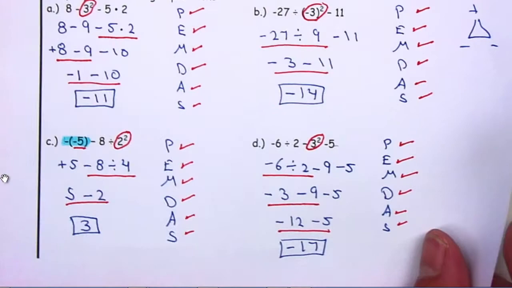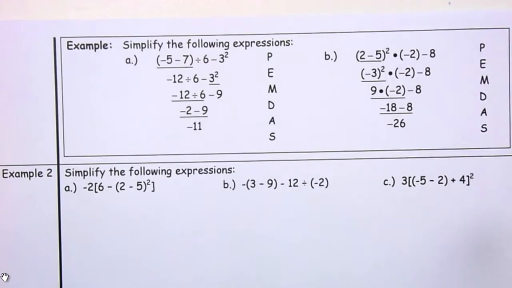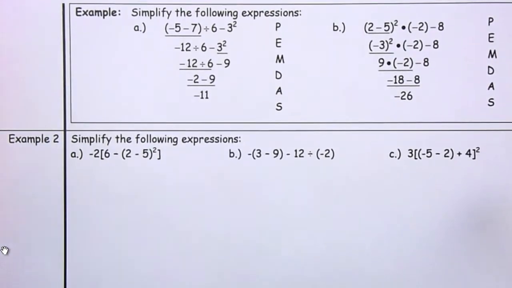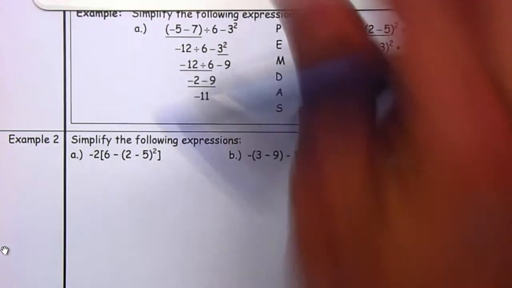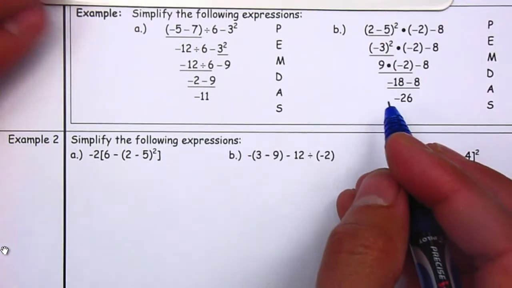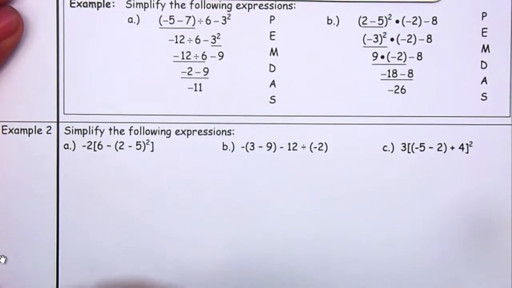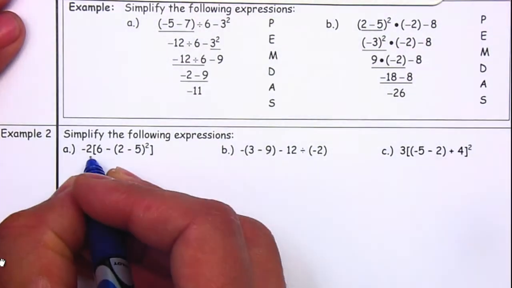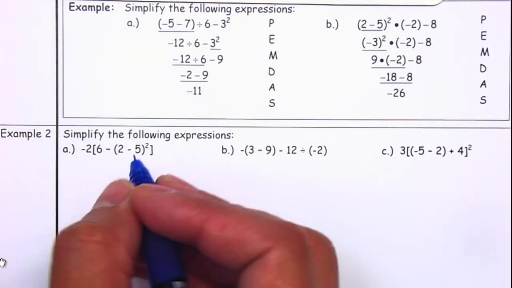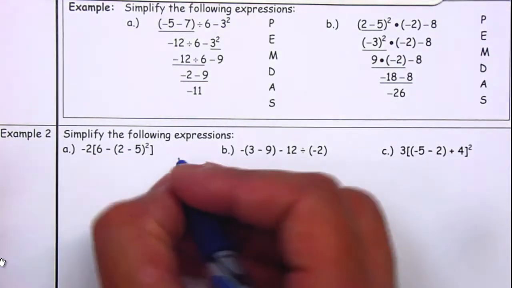Let's go over to example number 2 on the back side. On example number 2, it says to simplify the following expressions. And I typed 2 examples for you guys that you can follow. But let's go directly into example number 3. Notice that we have brackets and we also have parentheses. So let's first write down PEMDAS on the left-hand side.